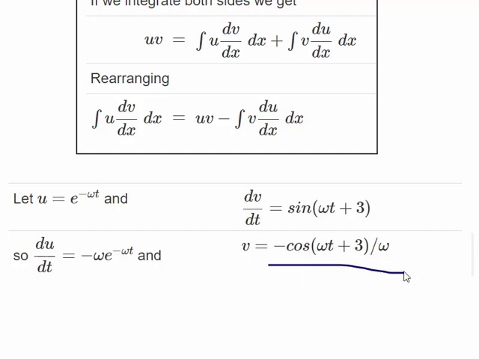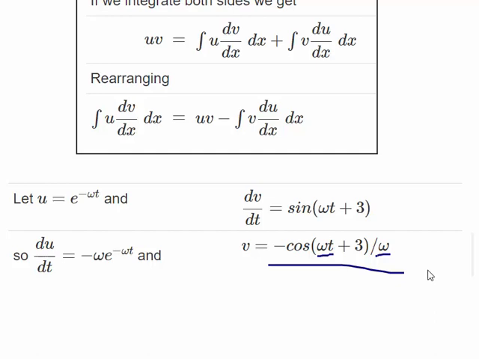And at this point we should do a sanity check. If we differentiate cos, we get minus sine. So if we differentiate minus cos, we get sine. So the differential of minus cos omega t plus 3 is going to be sine omega t plus 3. And then we multiply by omega because of the chain rule, which means that this additional omega here cancels out.